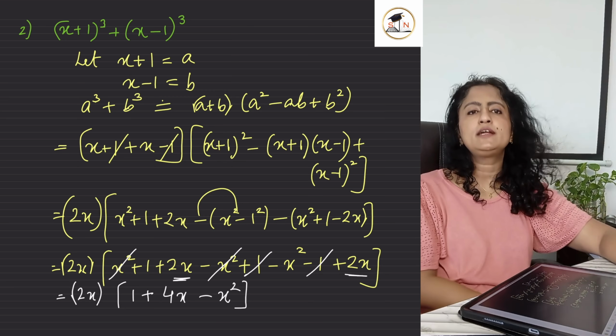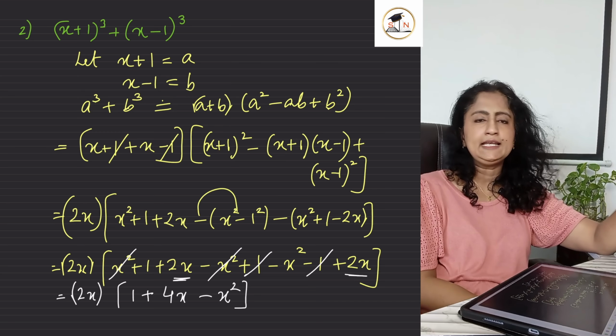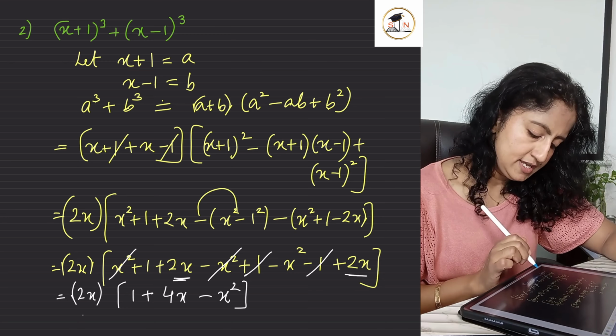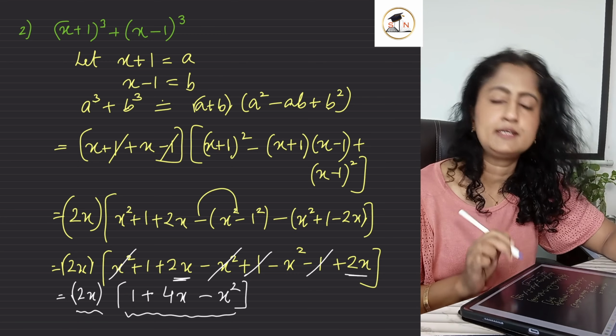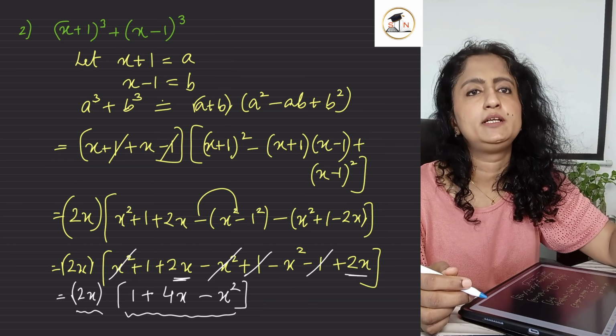Now, do you think that we can simplify this further? No, we are not left with any like terms. The expression was factorized, so we have got our two factors. The first one being 2x, the second one being 1 plus 4x minus x squared, right? So this is how this question needs to be done.